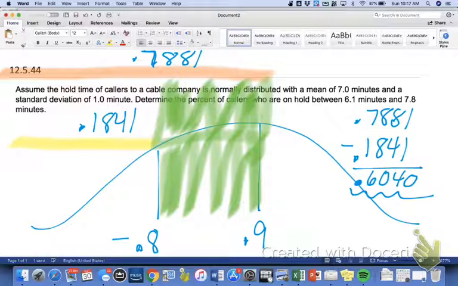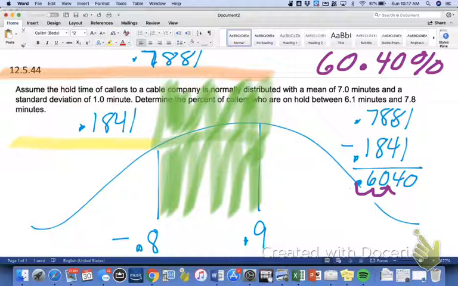And remember the way that area works. So this is a decimal. Obviously, we need to convert it into a percent. To convert it to a percent, I take my decimal point and I move it over 2 places to the right. So my final answer, what percent fell in between 6.1 minutes and 7.8 minutes, is going to be this expressed as a percent, which is 60.40%.